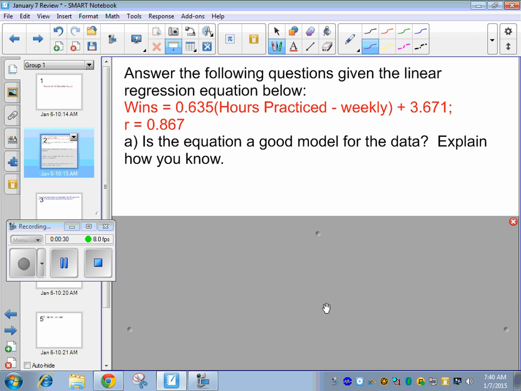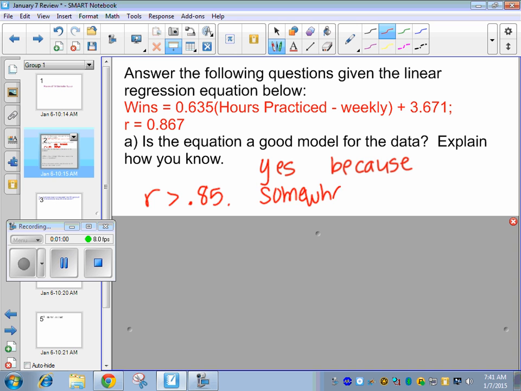So for part A, is the equation a good model for the data? Explain how you know. So what do you guys think? Is it a good equation? Yes. Okay, why? Good. Yes, because, and when you say it, what do you mean? The R value, so R is greater than 0.85. So it is somewhat correlated, and we'll say positively.